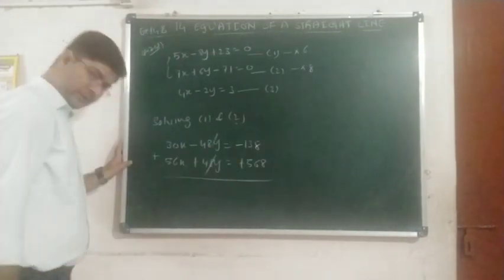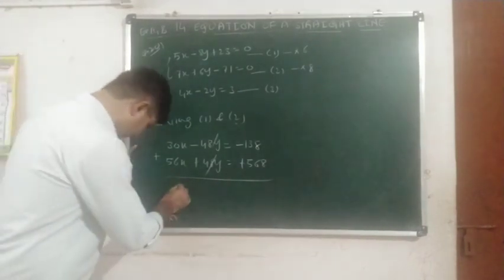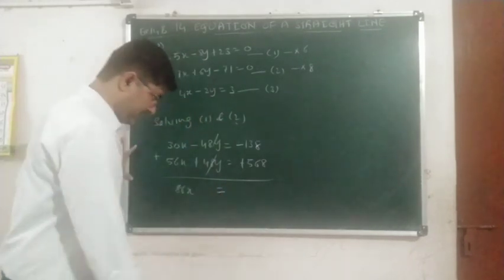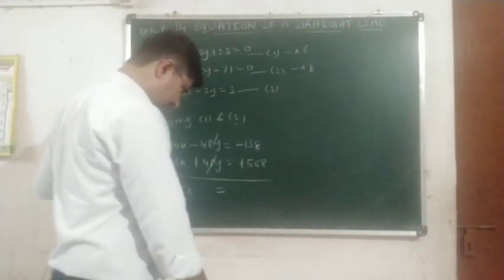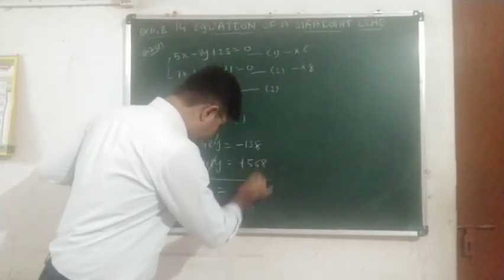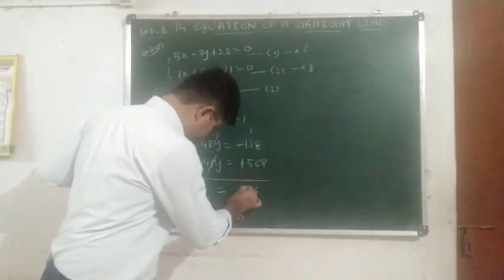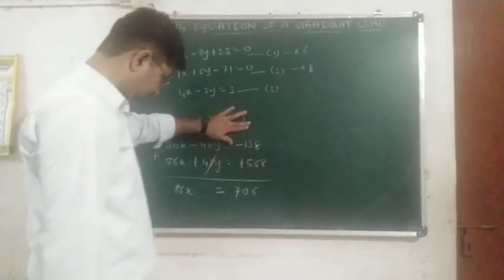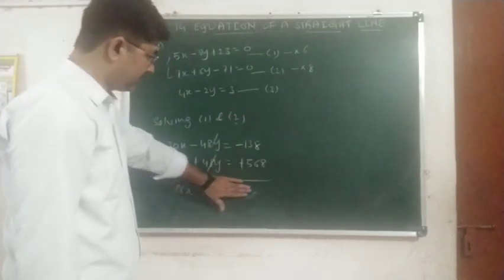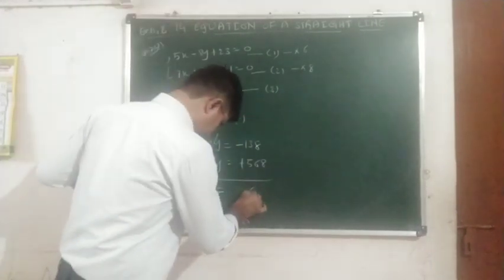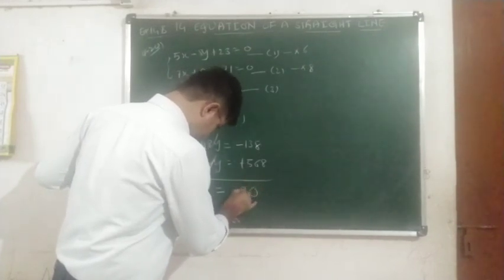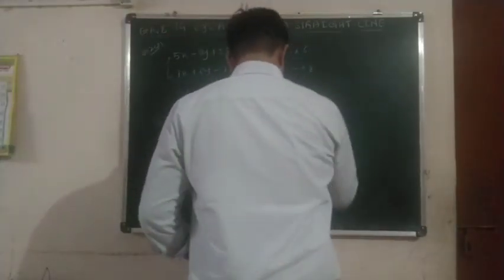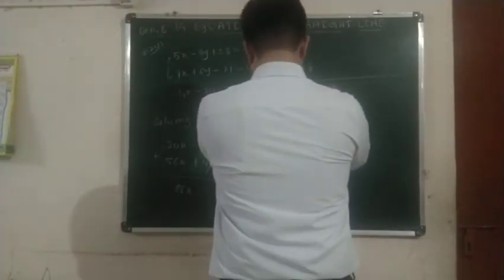So minus 48y plus 48y will get cancelled. 86x equals 568 plus 138. Sorry, we have to subtract actually. Okay, let us subtract. So 0, 6 minus 3 will be 3, and 5 minus 1 will be 4. Clear? So we got 430.